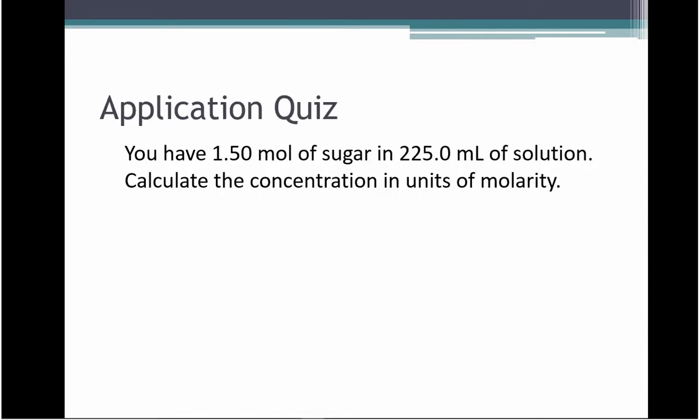So thinking back to 111, how are we going to focus on molarity? Well, we could have something simple and straightforward like this, where we have 1.5 moles of sugar dissolved in 225 milliliters of solution. Calculate the concentration in terms of molarity. Please hit pause and actually try this, guys.